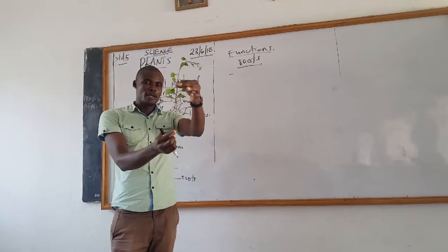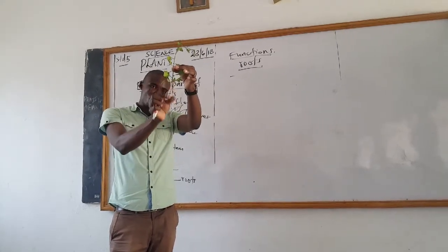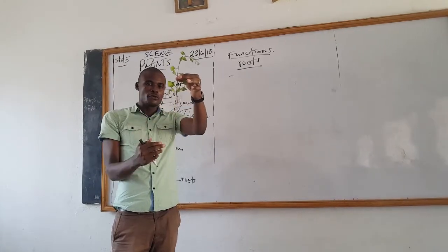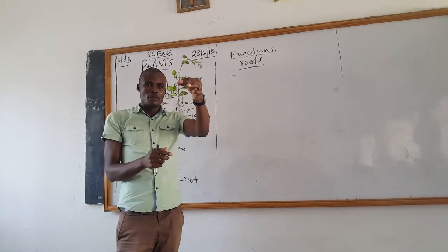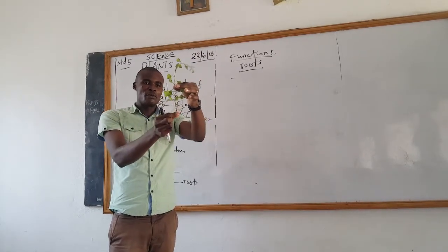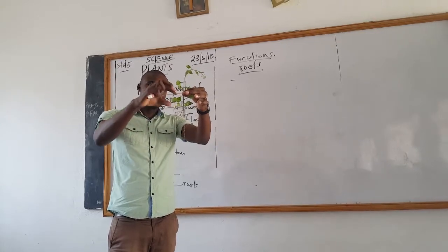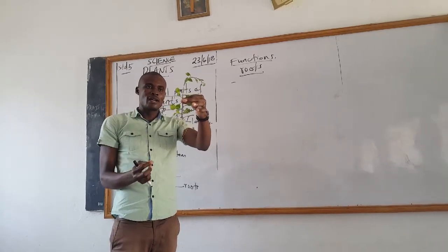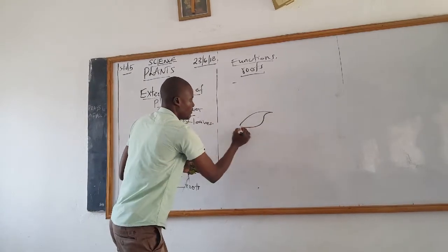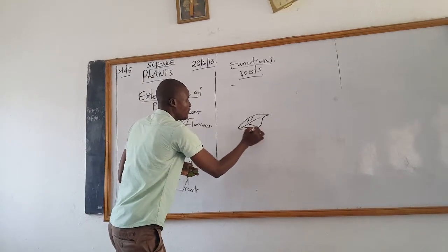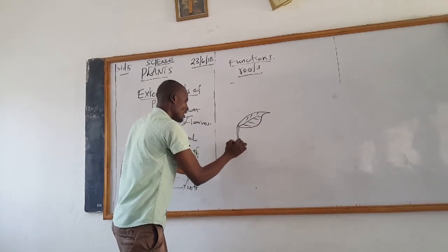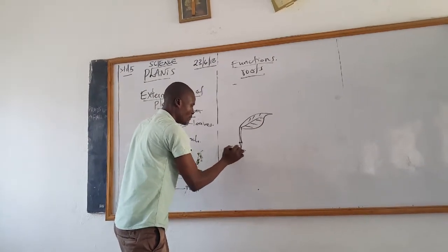Why do we call it a taproot, Lana? Because we have the main root going down, and we have the root hairs emerging from the main root. So this one is a taproot. And then look at the type of leaves it has. Any plant that has a taproot will have these networked leaves. The leaves are big, they are wide the way this one looks like. They are wide and it has veins. So all plants that look like this will have a taproot, this type of root.